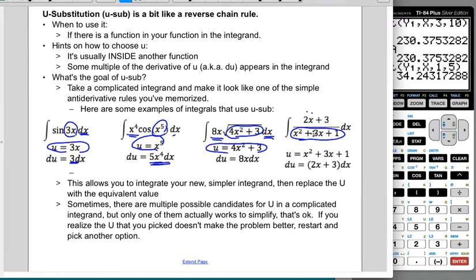Sometimes there are multiple possible candidates for U in a really complicated integrand, but only one of them actually works out the way you want it to. That's okay. Sometimes you're going to pick a U, start walking through it, and then realize that what you've chosen is making the problem worse, not better, and you're going to stop and pick the other option. Sometimes we take the wrong step first, and that's okay. It's the ability to recognize that something's gone wrong and change course that's really important. All right, so moving on.